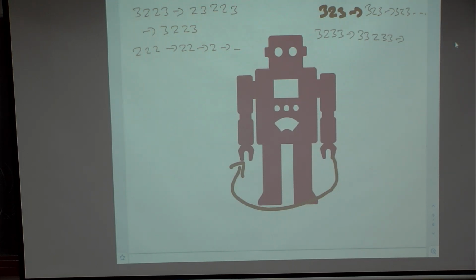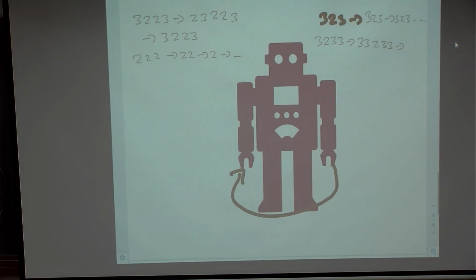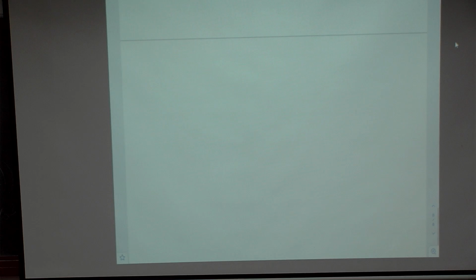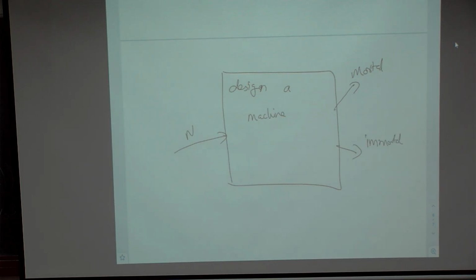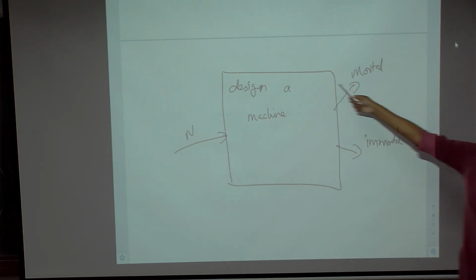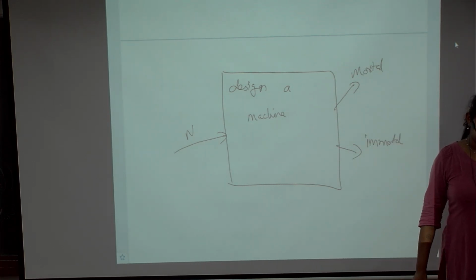Now, we are interested in understanding, given some number, whether that number is mortal or immortal. In fact, for some numbers, we could just work out and see that they were mortal or they were immortal. More than that, we now want to design a machine. You can give it a number n. It will either tell you it is mortal, or it will tell you that it is immortal. So this box has to be filled in with a machine.